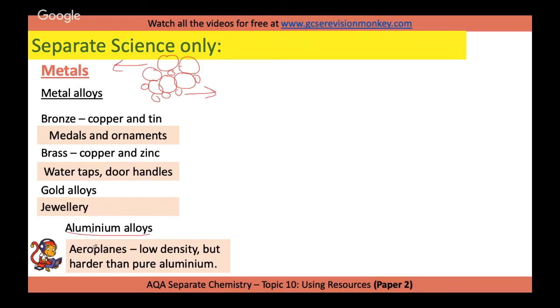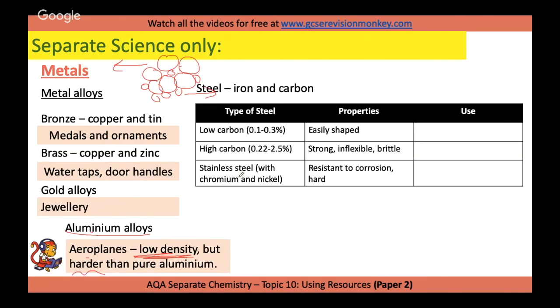Aluminium alloys, so aeroplanes are made out of aluminium alloys because they are low density. You're going to want them nice and light to be able to fly in the air. But an alloy of aluminium, again, makes it harder than pure aluminium itself. An important alloy is steel. Steel is an alloy of a metal and a non-metal, so iron and carbon.